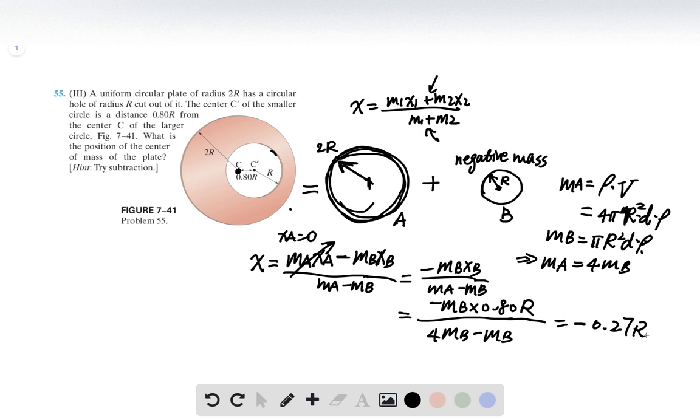It is negative. What does that mean? Because we assumed this 0.8r to be positive, so this is our positive direction, a negative value means the center of mass is actually on the other side, somewhere here. And that is to be expected because the hole is a little bit to the right of the center of the circle, so we would expect the left side to be a little bit heavier than the right side. So the center of mass should be a little bit more to the left. Yes, so that is the value we get. The center of mass of the shaded part is to the left of the center of the circle by 0.27r.